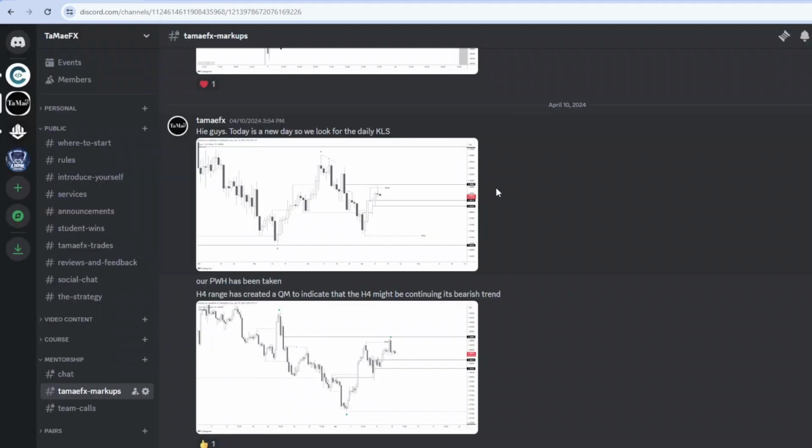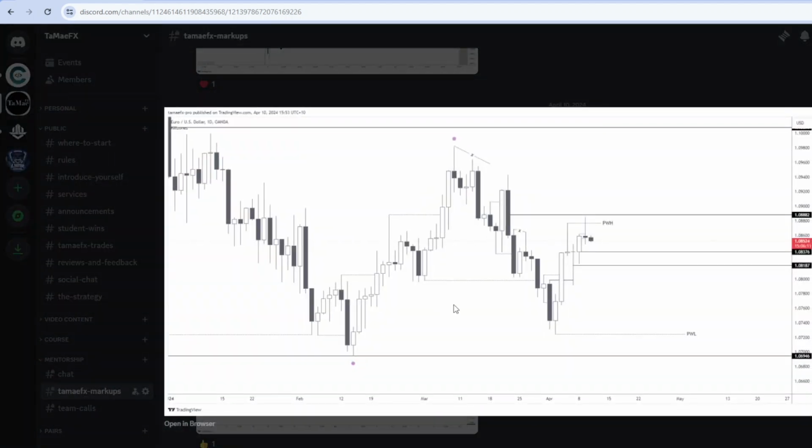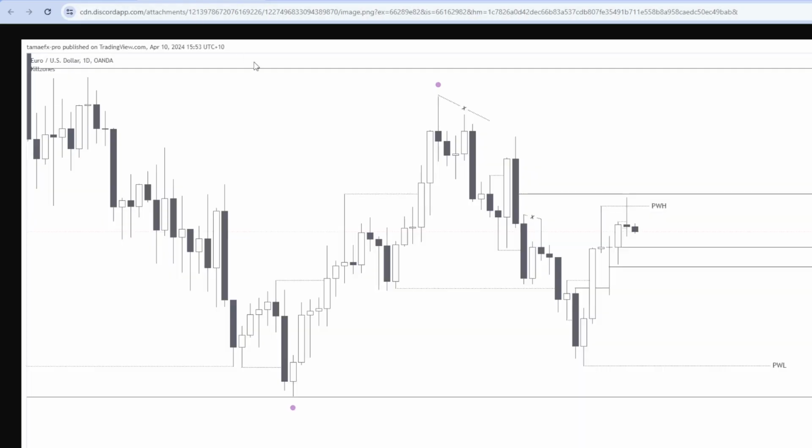All right, so my next trade was on Wednesday, and this is the new daily chart that I was looking at. As you can see, price took out the previous week high, which was the liquidity I was talking about, but missed our key level. So key levels are important, but when structure takes over, we have to follow structure over key levels. All right, so the previous week had been taken.